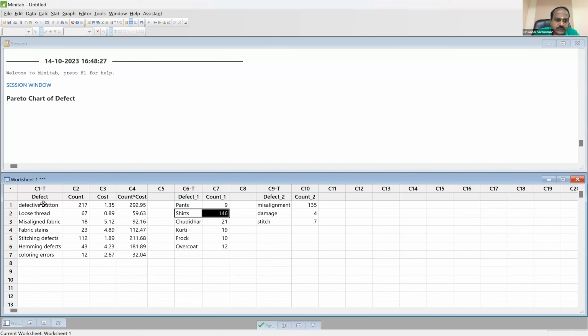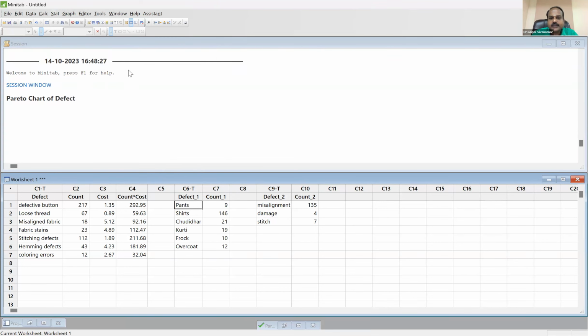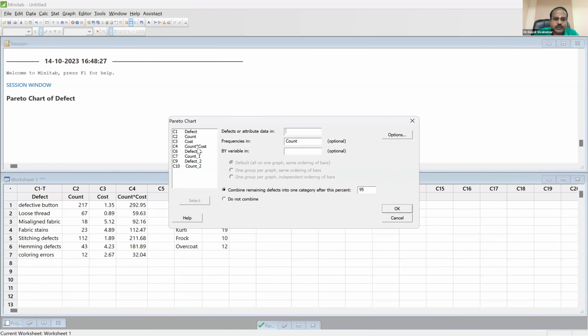Sir, C7 is what? C7 column is count. The 217 is also count. That means 146 defective buttons are noticed in the shirt section, and 9 defective buttons happened in the pant section. So we plot another Pareto, which is now called a stratified Pareto, because we stratified, that is, categorized the information. Now in the defect column, I put C6, and in the frequency, I put C7.